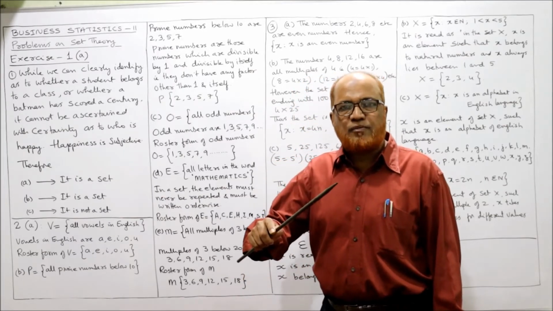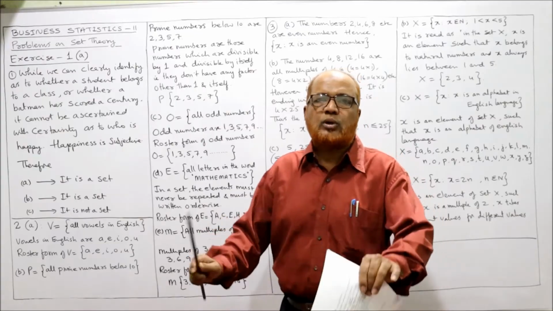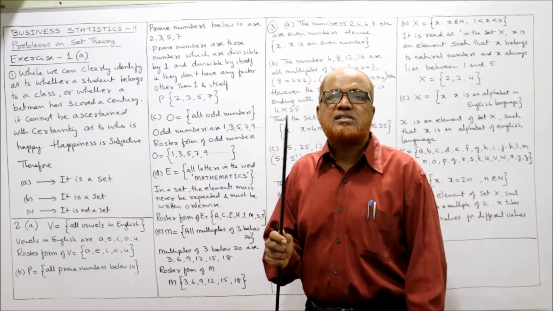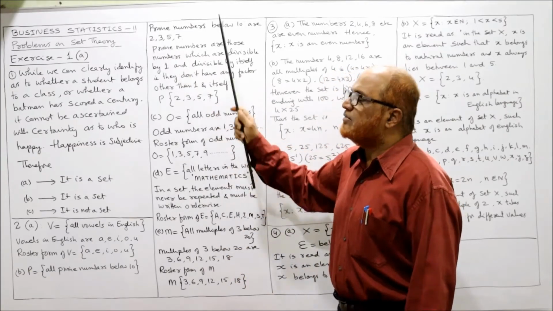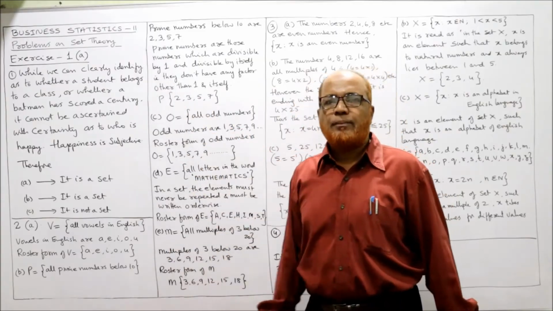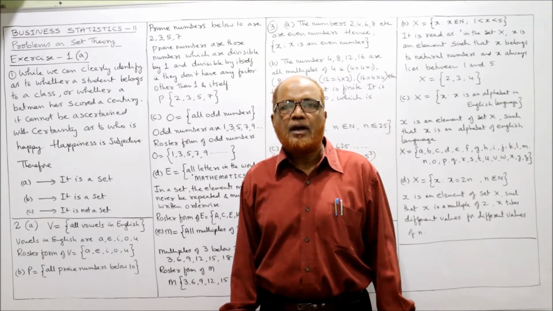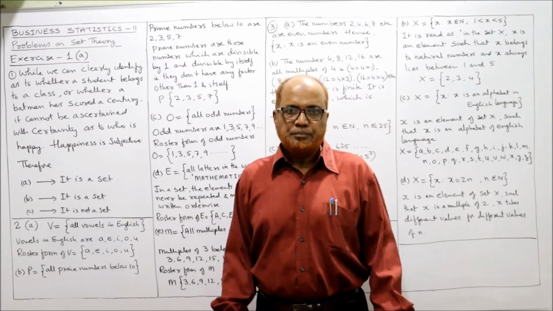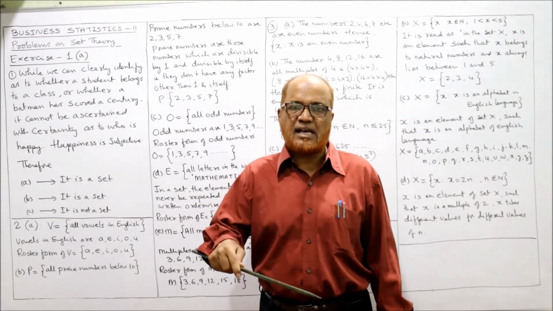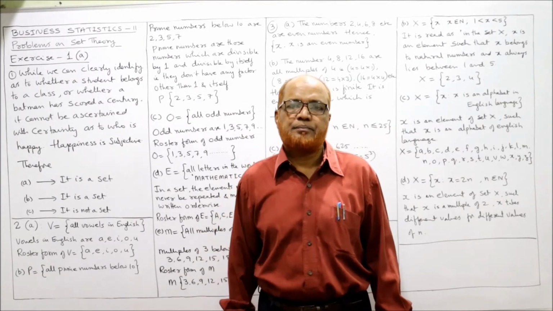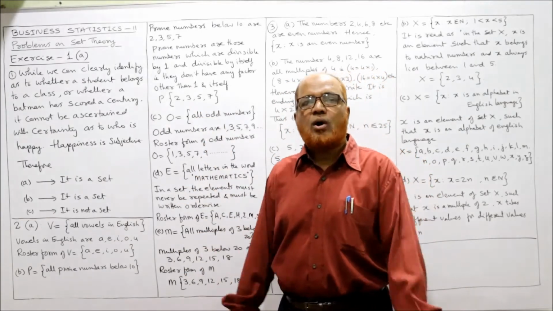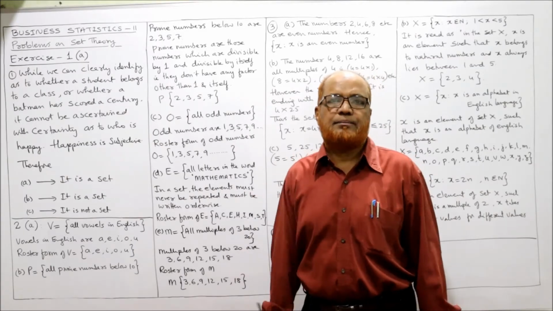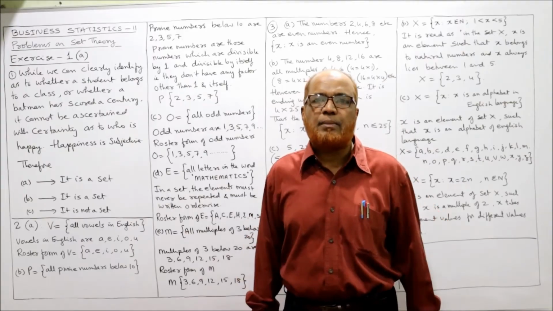So we want the prime numbers from 1 up to 10. How many prime numbers are there? A number which is divisible only by itself or by 1. So 2, 3, 5, 7 are the prime numbers. Why is 2 a prime number? Because 2 is divisible by 1 and 2 is divisible by 2. No other number divides 2. Similarly, 3 is also a prime number because 3 is divisible by 1 and by 3. No other number divides 3.